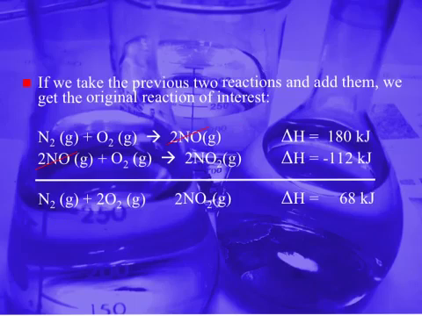And this slide just shows you the process we just did. We can see that the 2 NOs cancel out. One set of 2 NO is on the product side, and another set of 2 NO is on the reactant side. We add everything together, and we get the enthalpy for this reaction to be 68 kilojoules.